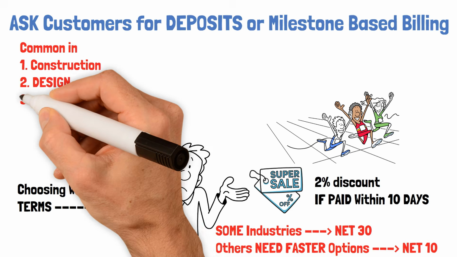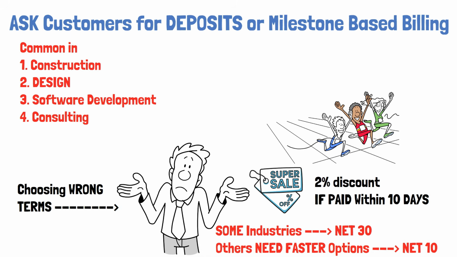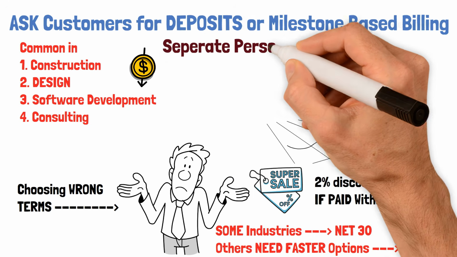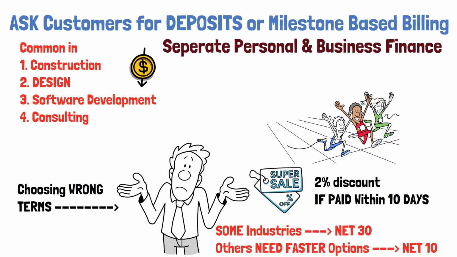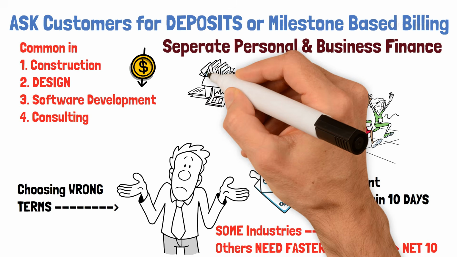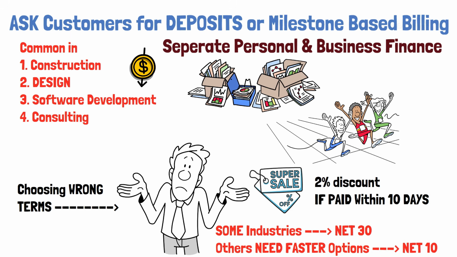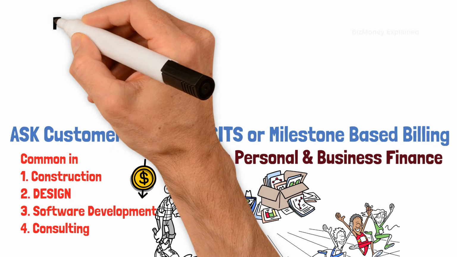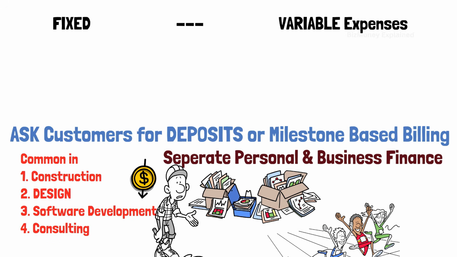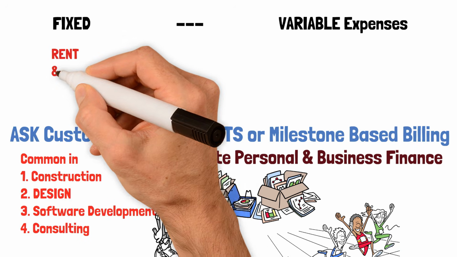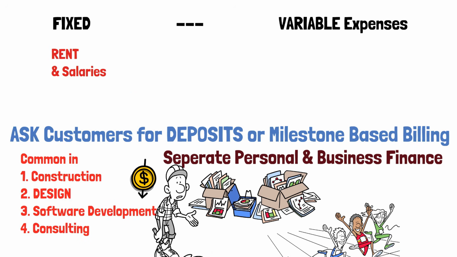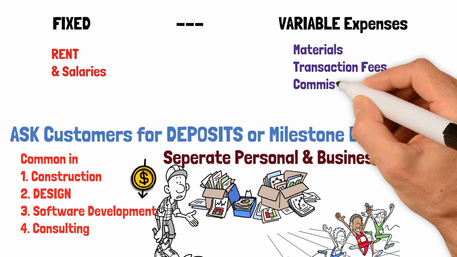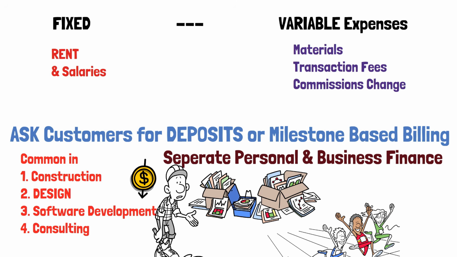This is common in construction, design, software development, and consulting because it reduces risk and funds the project while you work. Equally important is separating personal and business finances so cash flow can be measured accurately. Mixing them causes confusion in taxes, bookkeeping, and financial decisions, making it difficult to track whether the business is healthy. Understanding the difference between fixed and variable expenses also matters because fixed expenses like rent and salaries remain constant, while variable expenses like materials, transaction fees, or commissions change with sales volume.